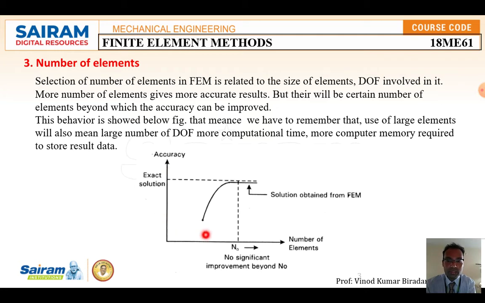There is no significant improvement beyond this point. Here is the exact solution. On accuracy and number of elements: if you divide into more elements, the solution obtained from the FEA will be more accurate, and the curve will be shown like this, closer to the exact solution. With fewer elements, it is not accurate, and we are not going to get the result near to that.